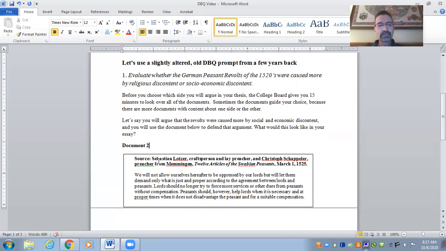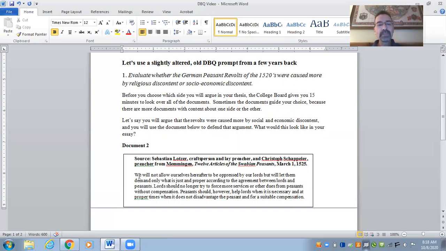So now you know there are these 2 people, a lay preacher and another preacher, both from this place Memmingen. Doesn't matter if we really know exactly where this is. We just know it's a German state or a German region. But knowing that these 2 people, this is a craftsperson and a preacher, we know they're not of the upper class. We know that they're probably, at best, kind of somewhere in the middle. And they probably interact with peasants regularly.